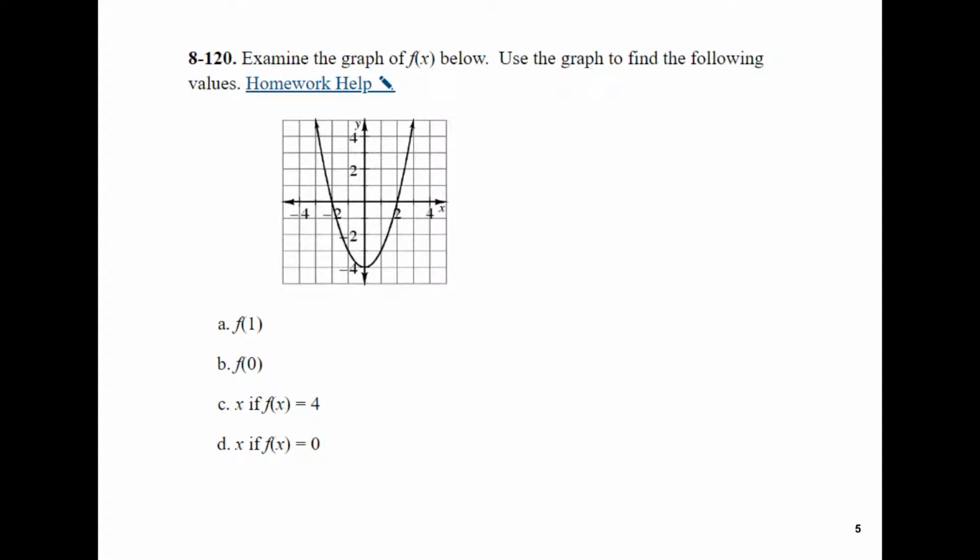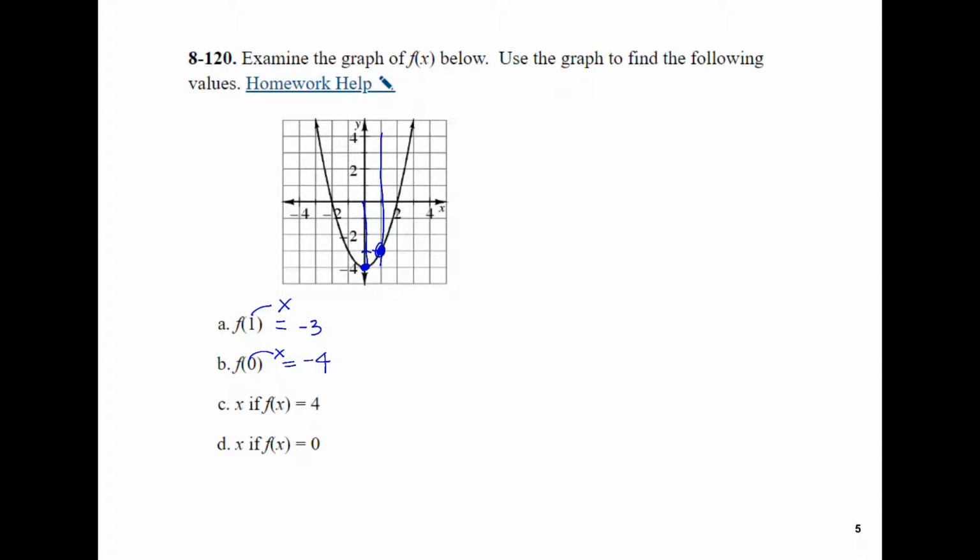Exam 8-120, examine the graph of f of x below. Use the graph to find the following values. F of 1. So remember, this value inside this parenthesis means x. So when x is 1, where does it intersect our graph? F of 1 is equal to -3. So you want to see, what is the y value when x is 1? What is the y value when x is 0? When x is 0, our y value, or our y-intercept, is equal to -4.